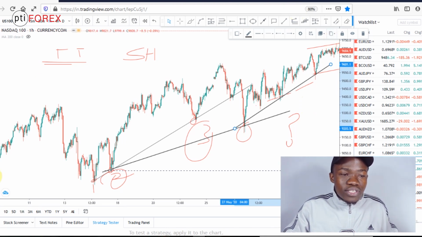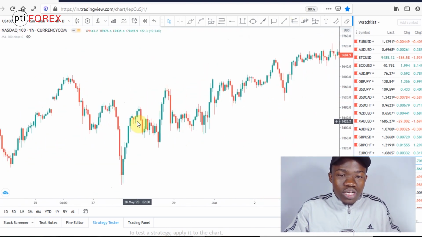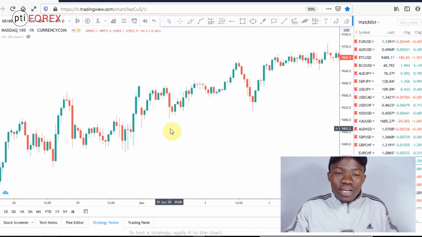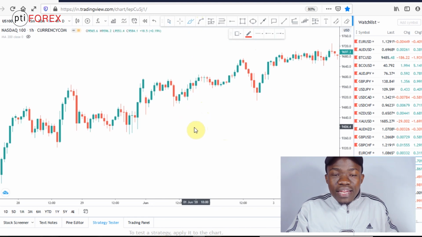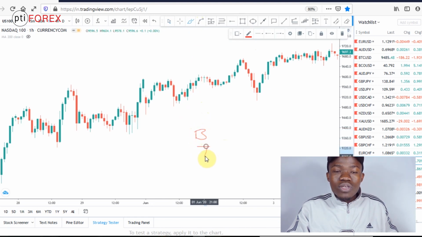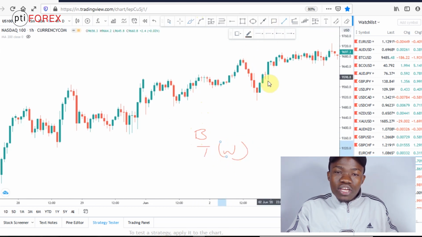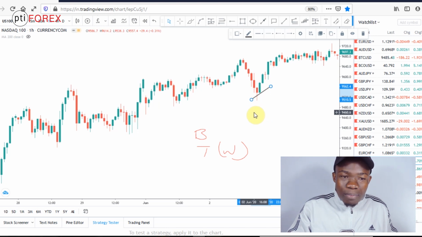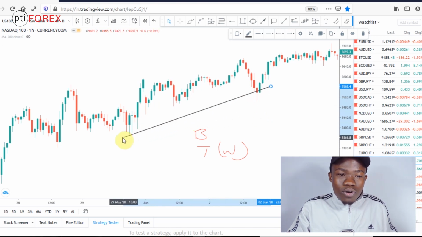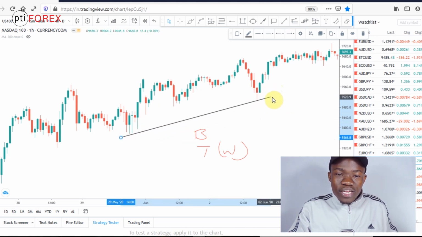And another controversy that we have in trend trading is the question of where I should draw my trend line. Should I draw my trend line in the body of the candle or in the tail, which is also known as the wick? Meaning when I draw my trend line, should my trend line touch this tail or should my trend line touch the body? So okay, I'm just going to clarify that. Some will draw their trend line like this, touching the wick. So I'm just going to clarify it.